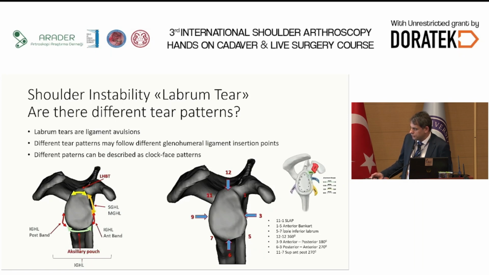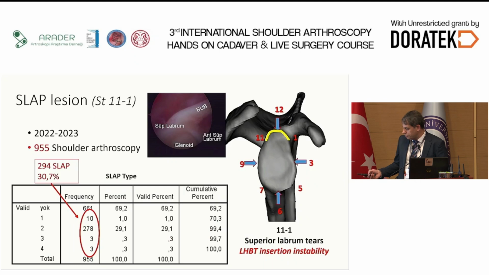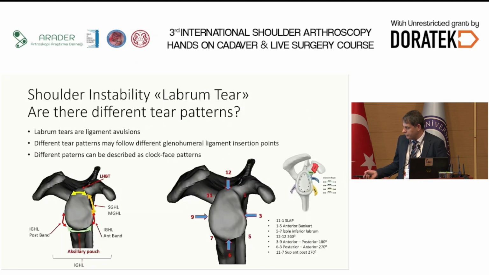If there are different types of insertion points, there must be different types of glenoid tears or glenoid avulsions. So when we consider our previous patients, we notice that there are several types of variations of the labral tears. This is because of the variations of the ligament insertions.